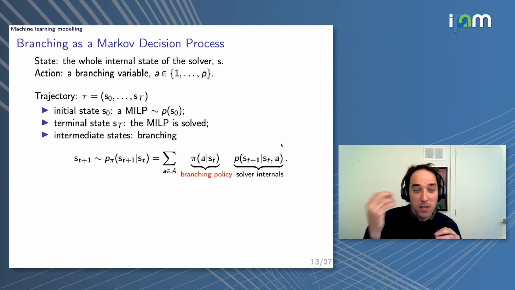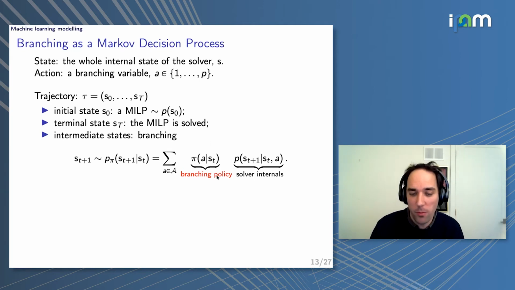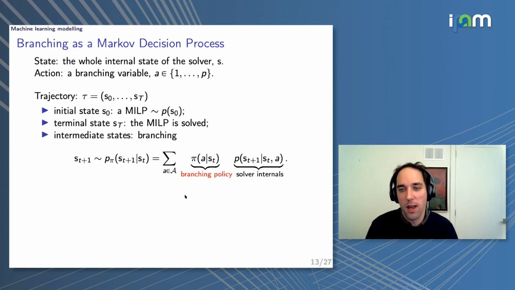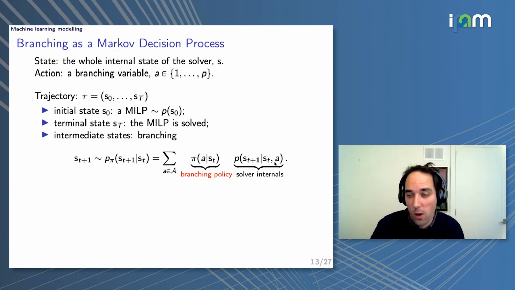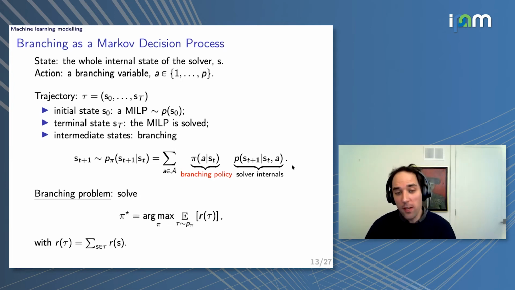And then in between, how you move from one state to another depends on two things. It depends on the branching policy, so which variable you decide to branch on, and it depends on the internals of the solver, which will rely on your branching decision, right? So you have effectively an expectation over the next state. And so if you model the branching problem as an MDP, then you can think of the branching problem as finding the optimal policy in this MDP.